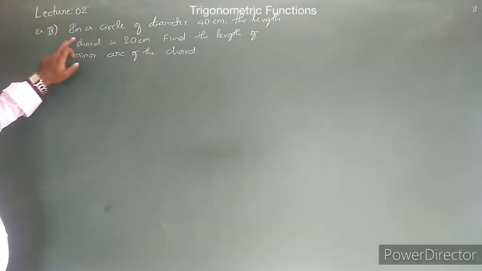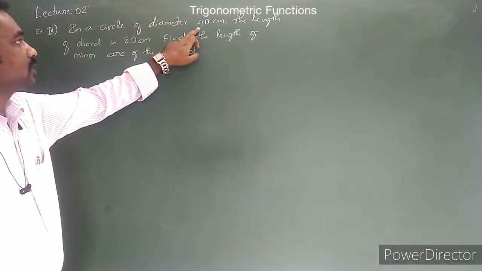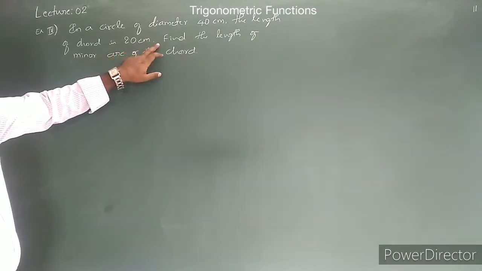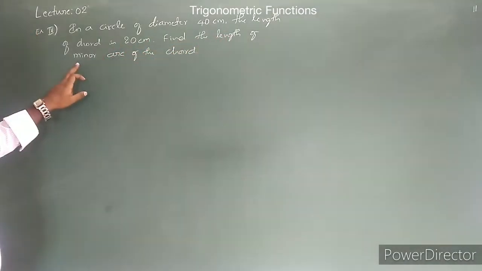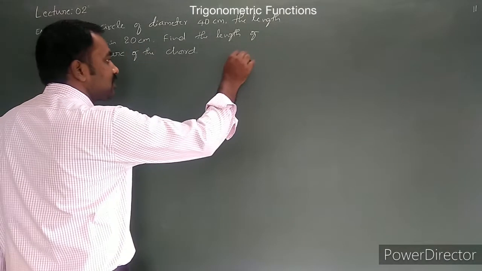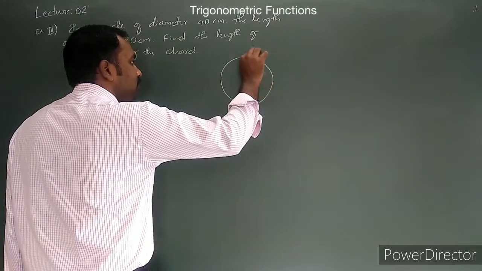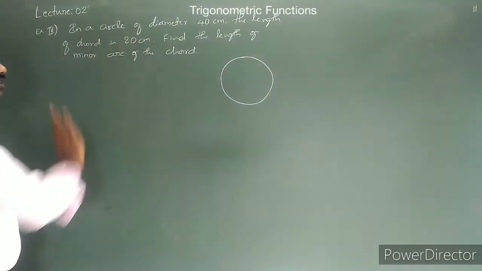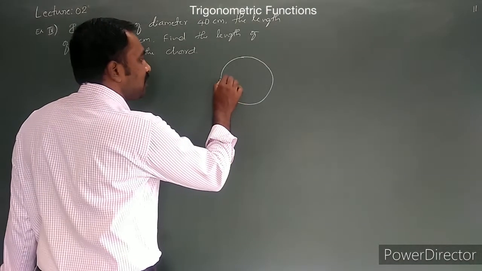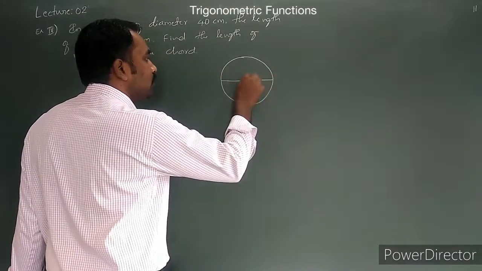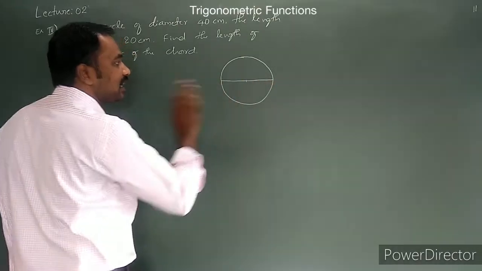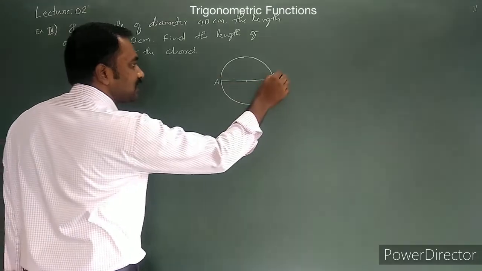Yes, fourth one. In a circle of diameter 40 centimeter, the length of the chord is 20 centimeter. Find the length of minor arc of the chord. Okay, consider a circle. Roughly, I just take one diagram. If you draw the diagram, you will get a clear picture of the given problem. In a circle of diameter, already know that diameter. What is the diameter? A line segment which passes through the center of the circle and whose end points lie on the circle. Suppose I name this as AB.